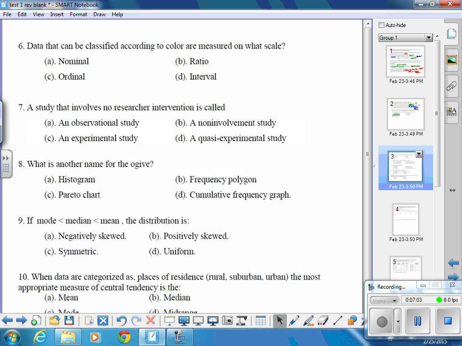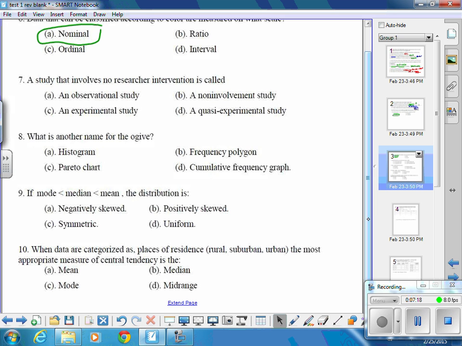All right, number 6 says data that can be classified according to color are measured on one scale. Again, that's nominal. There's no way to say this orange is better than pink, that yellow is better than the color green, anything like that. Now, this next one says, a study that involves no research or intervention is known as an observational study. If they're not intervening, they're just watching. Observational.